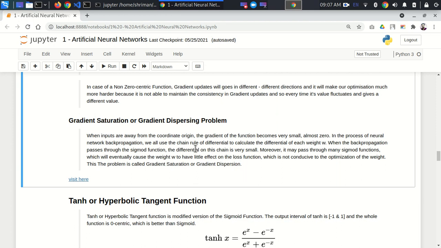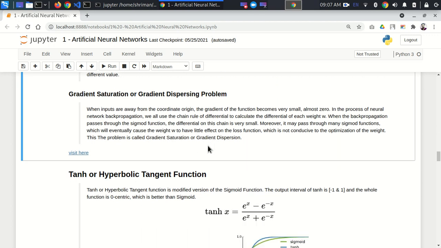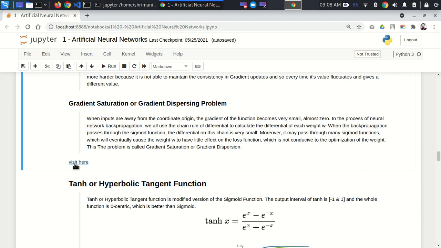So this is the gradient saturation problem, and for this we can try to initialize our parameters in a good way. There are some default ways, like initialization, or lots of ways to initialize your parameter weights in the very beginning. So we can go with that. Again, for more details you can try to visit here.